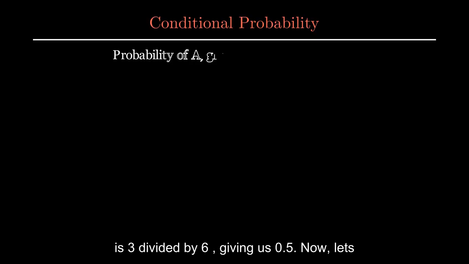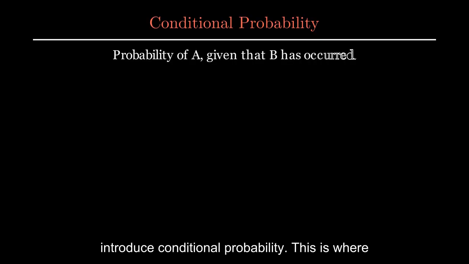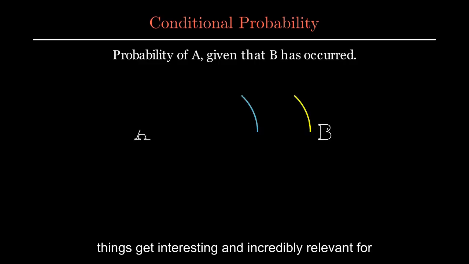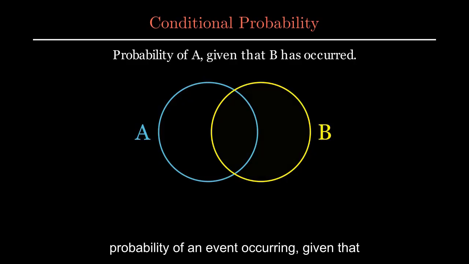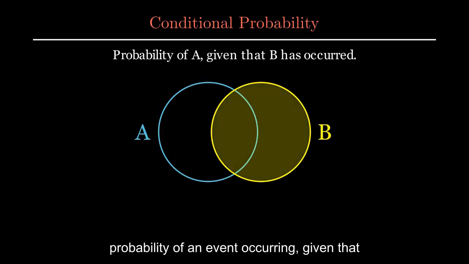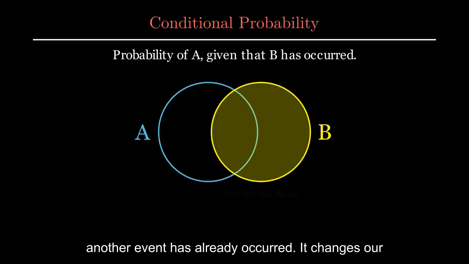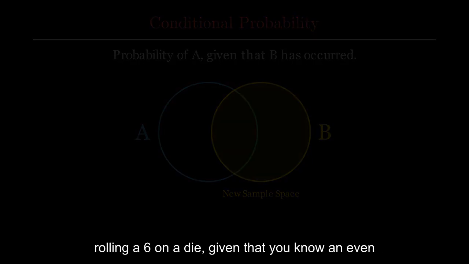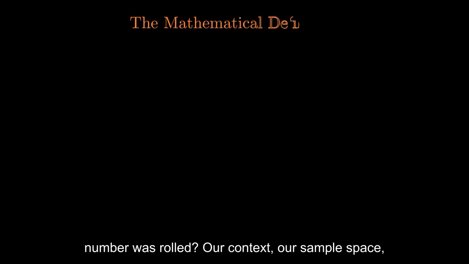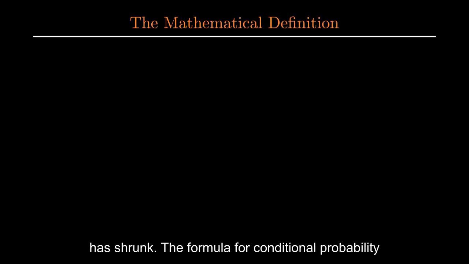Now let's introduce conditional probability. This is where things get interesting and incredibly relevant for machine learning. Conditional probability is the probability of an event occurring, given that another event has already occurred. It changes our sample space. For instance, what's the probability of rolling a 6 on a die, given that you know an even number was rolled? Our context, our sample space, has shrunk.